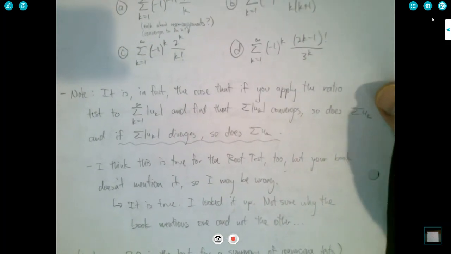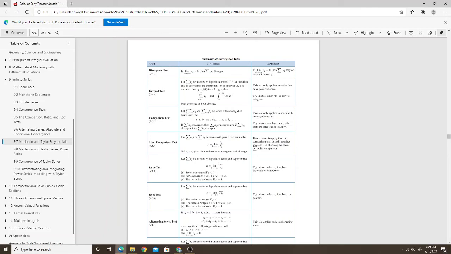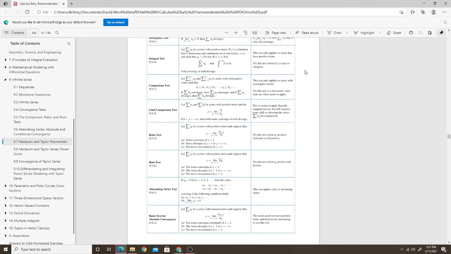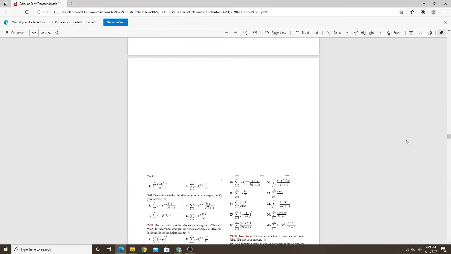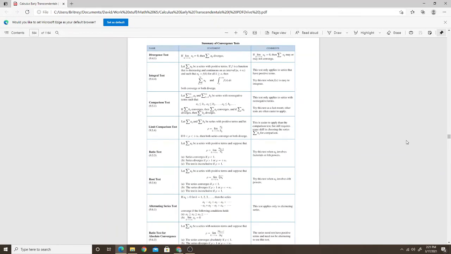Anyway, so one last note. Actually, I'm going to pause this so that I can pull up the textbook. Okay, so this is on page 560 of your textbook. It's at the end of section 9.6, and it's a summary of all of the convergence tests. So if your head is starting to swim a little bit because we've talked about so many different kinds of convergence tests, then this page is the page for you. I think this is a really great summary of all the convergence tests we've talked about.